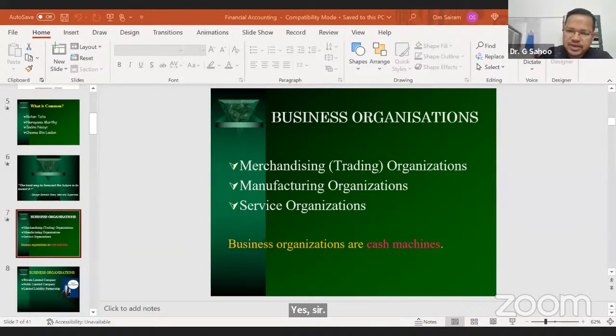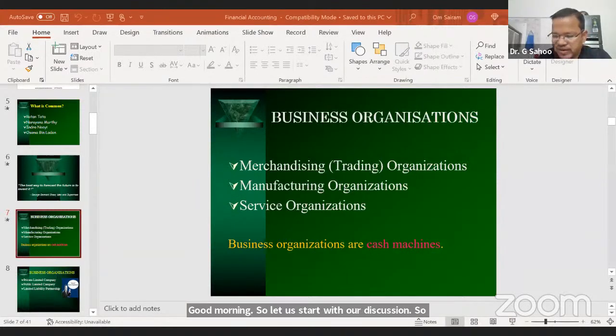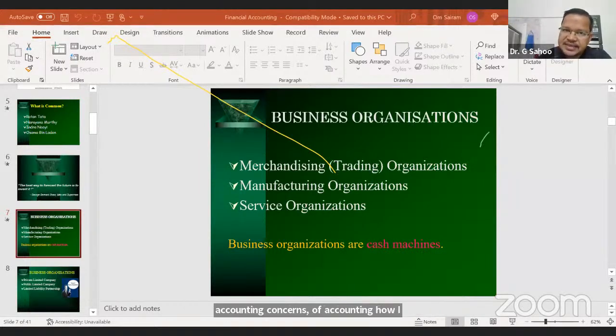So let us start with our discussion. Here we are going to discuss the fundamentals of accounting, or basics of accounting. First we must understand the meaning, definition, and concept of accounting. Then we must understand the objectives of accounting, functions of accounting, and how accounting is related with other disciplines. In the next part we'll discuss accounting principles, concepts, conventions, as well as accounting standards. So let us start with our discussion.